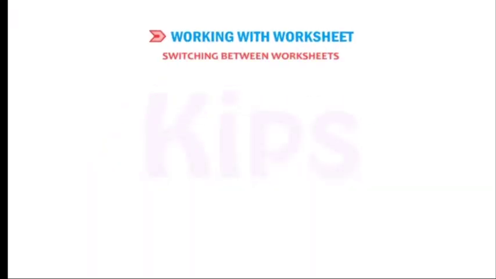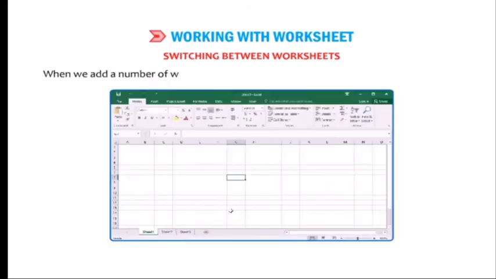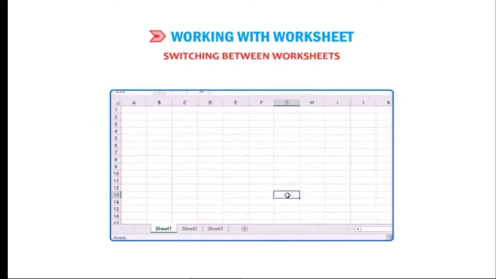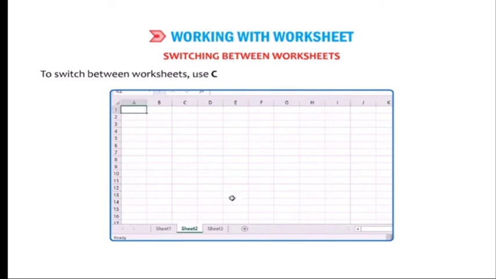Let us learn how to work with worksheets. Let us learn about switching between worksheets. When we add a number of worksheets, only a few worksheets can be seen on the screen. To switch between worksheets, use the Ctrl plus Page Up and Ctrl plus Page Down key combinations.